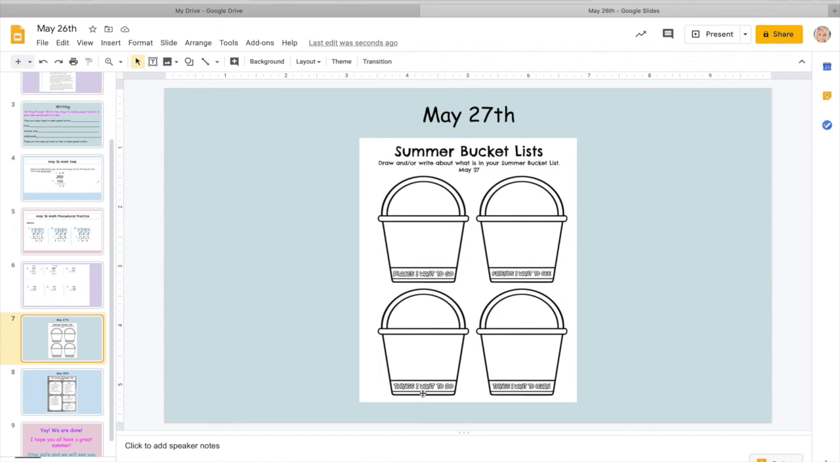In the third bucket, it's things I want to do. So you can either draw or write about things you want to do this summer. Maybe you want to go to the beach. Maybe you want to read. Maybe you want to clean your room. You're going to put that in this bucket. And then in the fourth and final bucket, it's things I want to learn this summer. So you can either draw or write about that. Maybe you want to learn how to ride a skateboard. Maybe you want to learn how to do multiplication. So go ahead and you can either draw or write that in these buckets. So that is the only thing you have for May 27th.